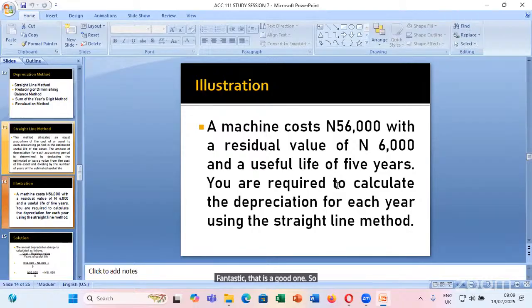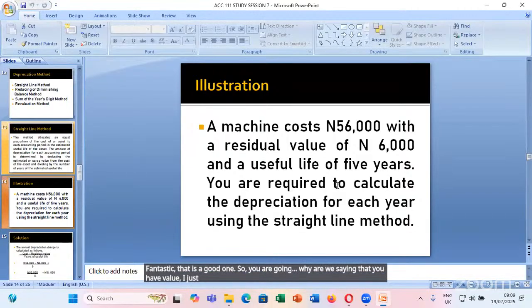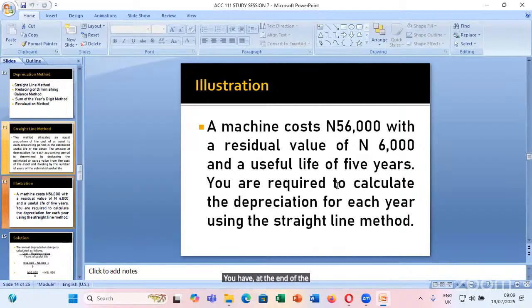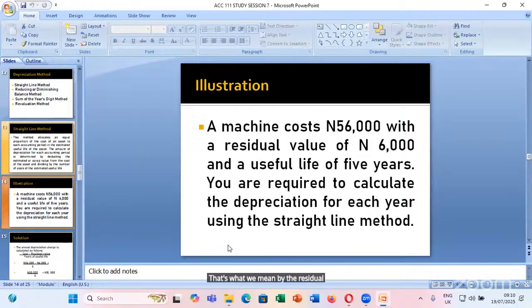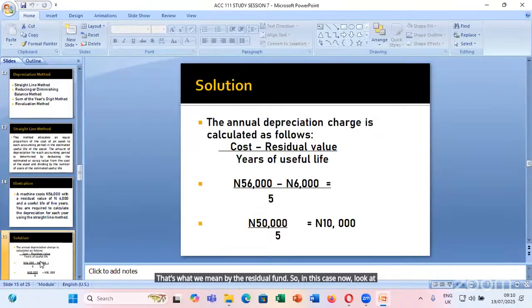When we say residual value, I just explained that you will deduct it, because that is the value you have at the end of the useful life of that asset. Your motor vehicle, if you have used it for 4 years, you can still sell it and you still get something on it. That's what we mean by the residual value. So in this case now, look at the solution.